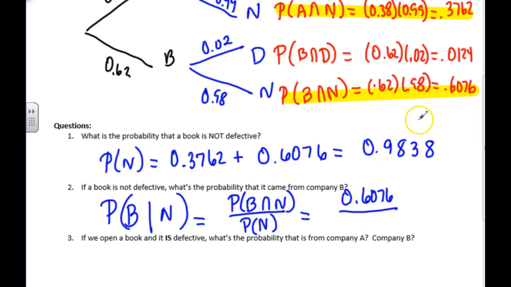0.6076 divided by, if we notice that problem number 1 was 0.9838. And my probability will be 0.6176.